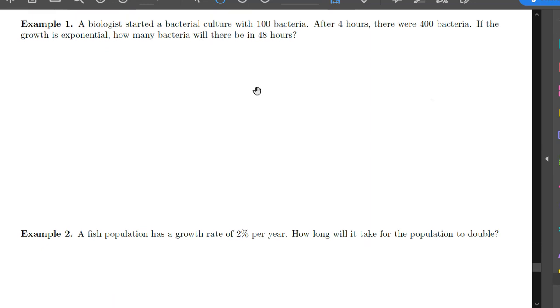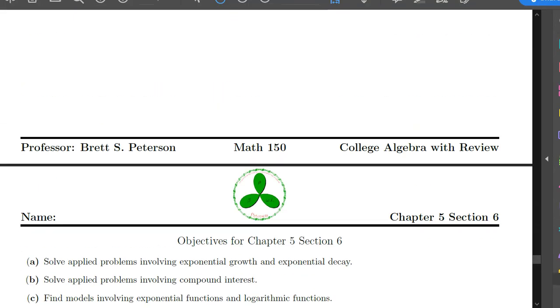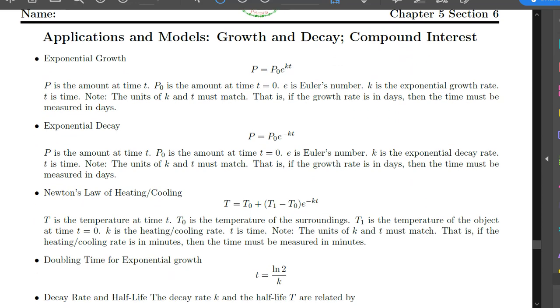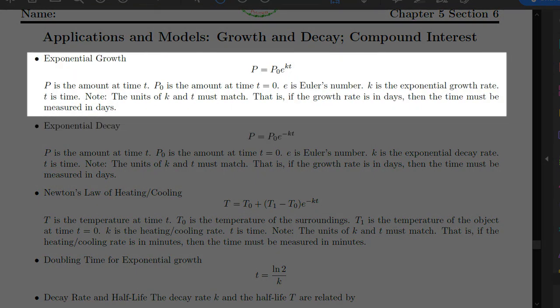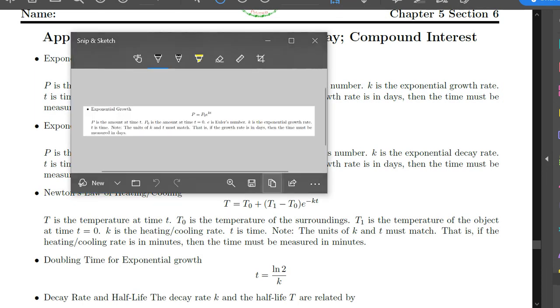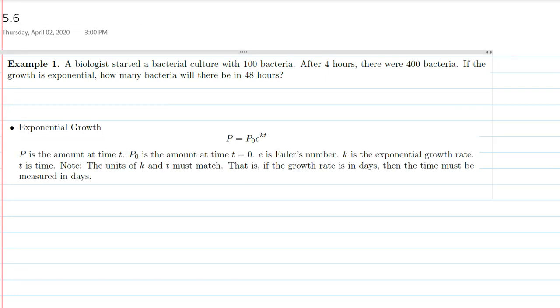All right. So the first example we want to take a look at is a biologist started a bacterial culture with 100 bacteria. After 4 hours, there were 400 bacteria. If the growth rate is exponential, how many bacteria will there be in 48 hours? So we come back to our models here, and since we are getting more bacteria, we're going to be having exponential growth. So this is the model that we're going to select for our first example.